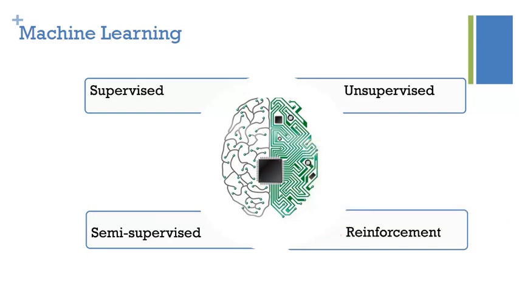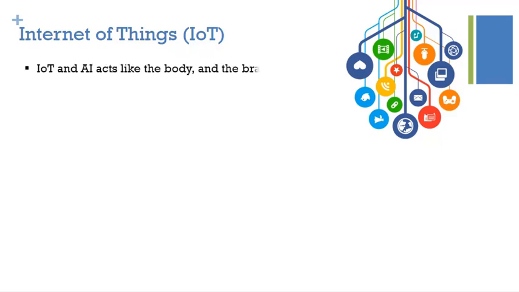The success of AI directly depends on Internet of Things. Therefore, it is important to know about Internet of Things. Let us find out the role of IoT in AI success. Internet of Things and AI act like the body and the brains.